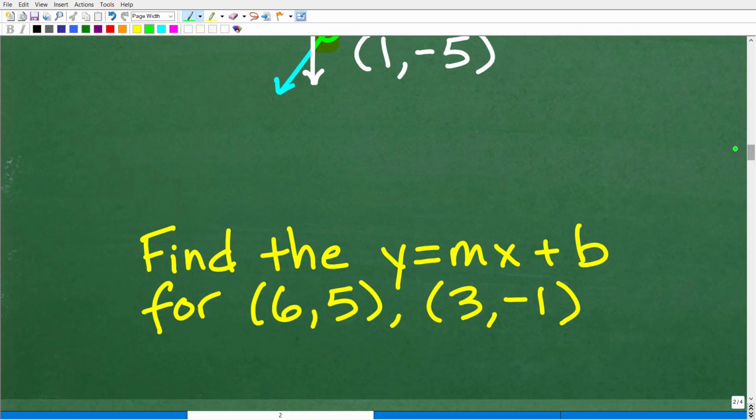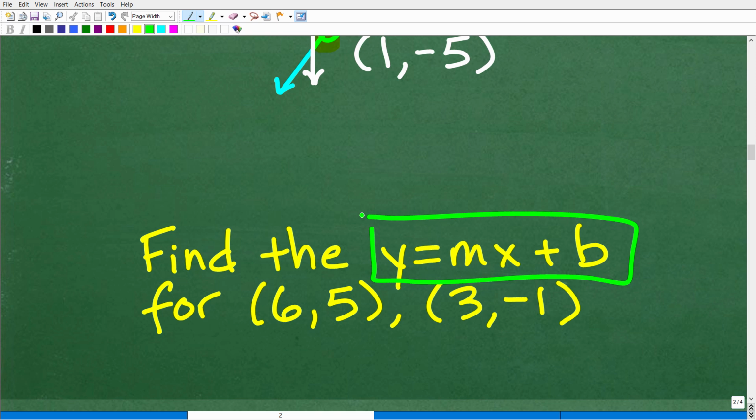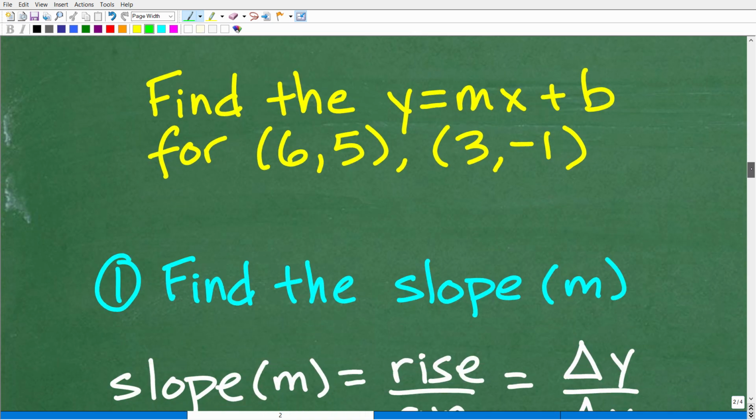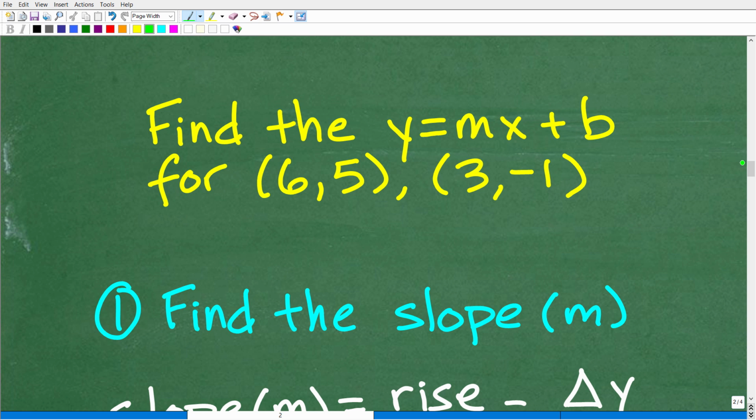We want to find the y equals mx plus b, the linear equation for a line that passes through these 2 points. Okay, so how do we do that? Well, what we need to do is find the slope. So anytime you want to find the equation of a line, so here is some sort of line, you need two pieces of information at a minimum. We need 1 point that is on the line, and we need the slope of the line.